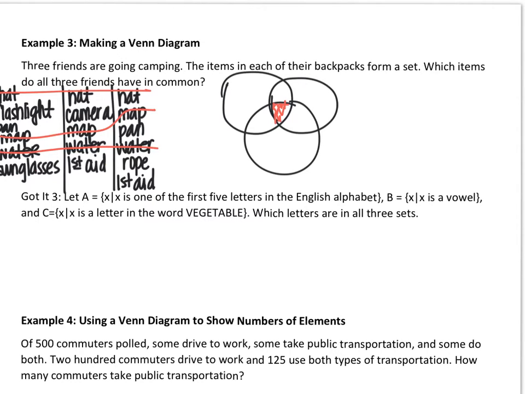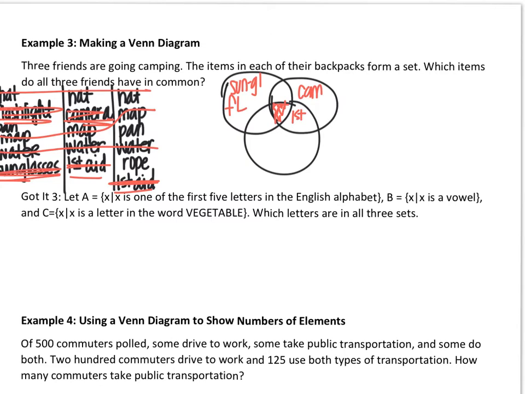Now, if you'll look, you've got sunglasses only in the first circle. So sunglasses. And then a flashlight is only in the first circle. So flashlight. Then I have a camera only in the second circle. And I have first aid kit in the second and the third circle. So first aid, they share. That takes care of the second circle.